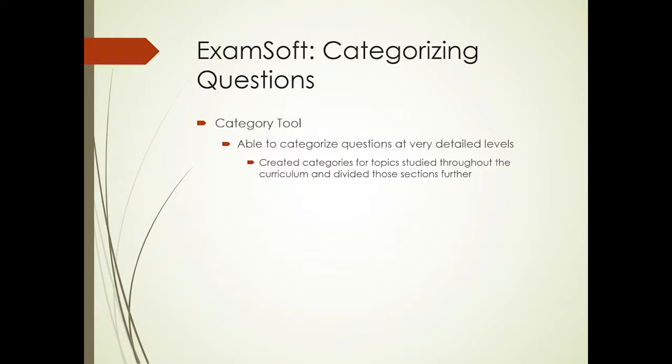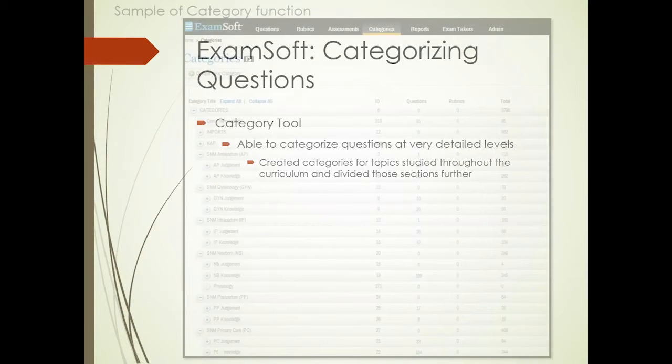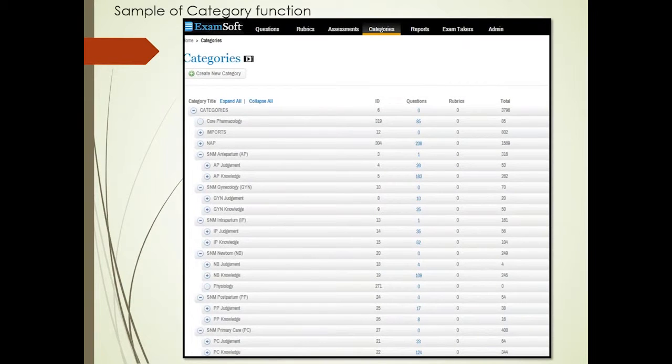So jumping to categorizing questions, we knew that we had to be very detailed in the way we organize the exam questions so that we can truly assess how each student is doing. And the category tool is really helpful because you have the ability to categorize the questions at very detailed levels and create categories for topic study throughout the curriculum and divide the sections further. And I have a visual on that.